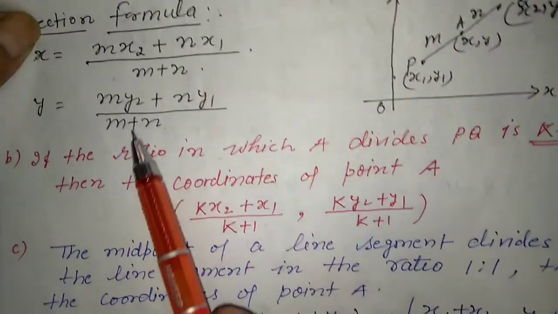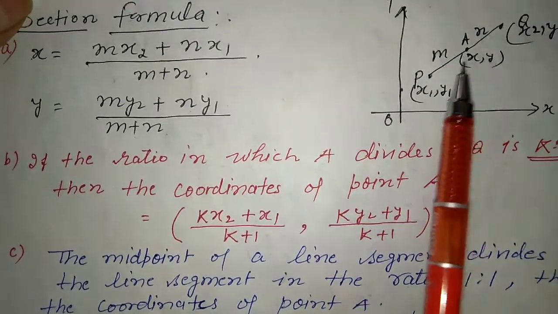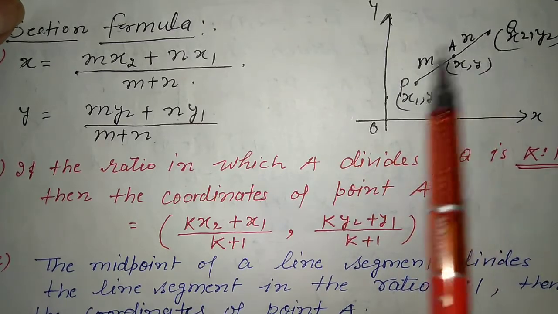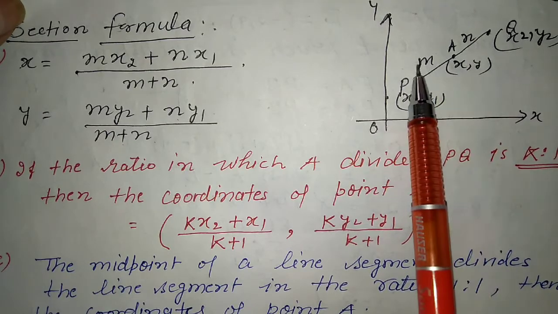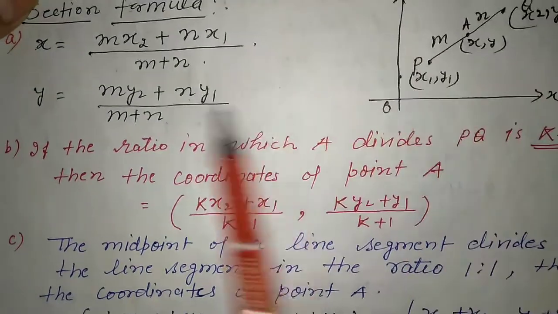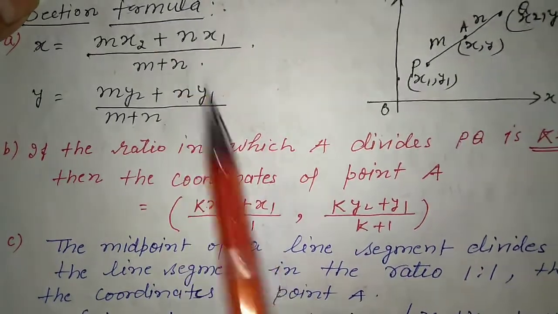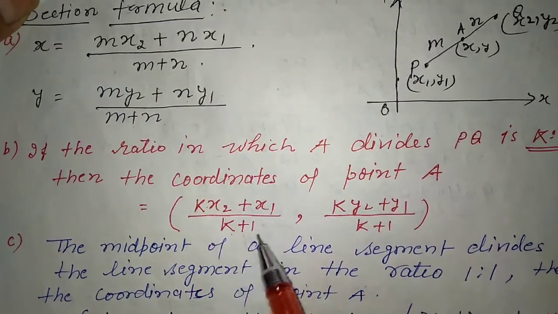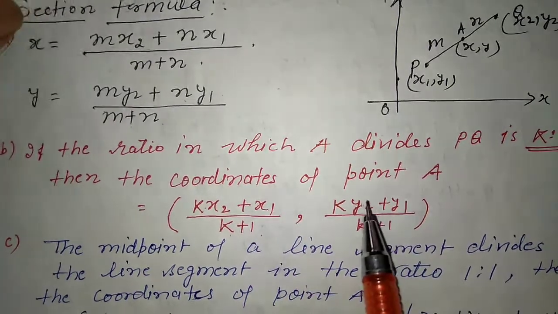Suppose the ratio in which A divides PQ is unknown. Then we always let it be k:1. If this is unknown, we always take n as 1 and m upon n as k. Then the coordinates of point A will be, instead of m we write k, instead of n we write 1. So it becomes (k x2 plus x1) upon (k plus 1), and similarly for y, (k y2 plus y1) upon (k plus 1).